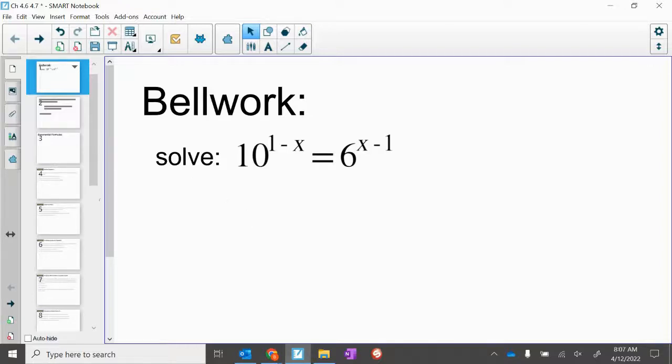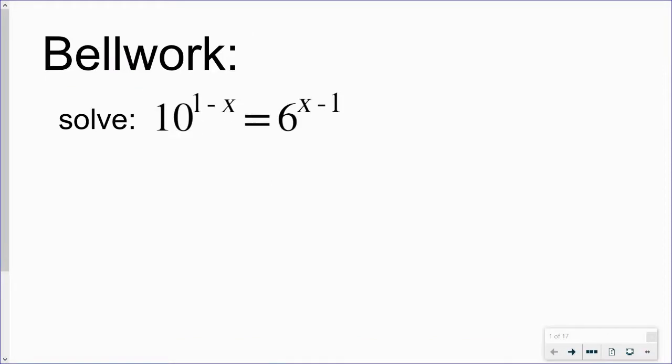Today we're going to talk about 4.6. Here is your bell work. If you want to, go ahead and pause the video and work through this bell work here. All right, now that you have paused it, we will work through it together.